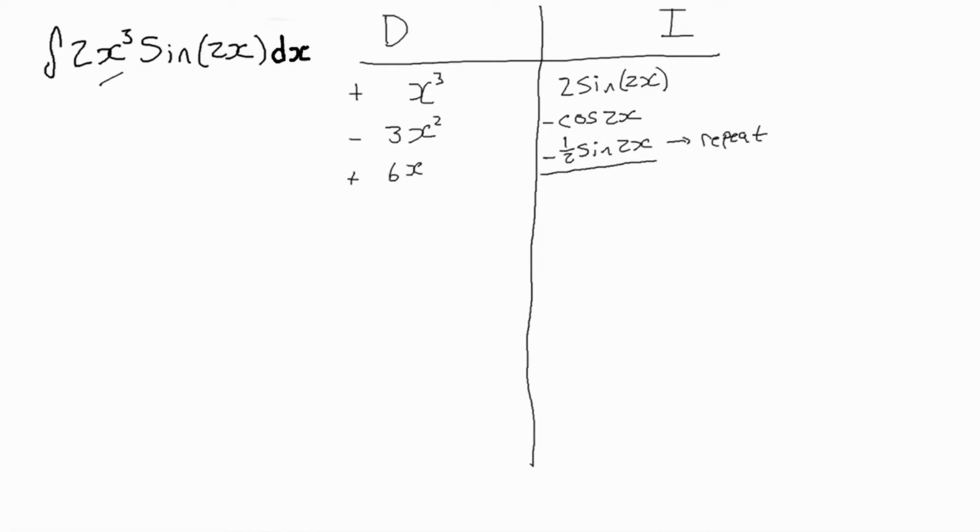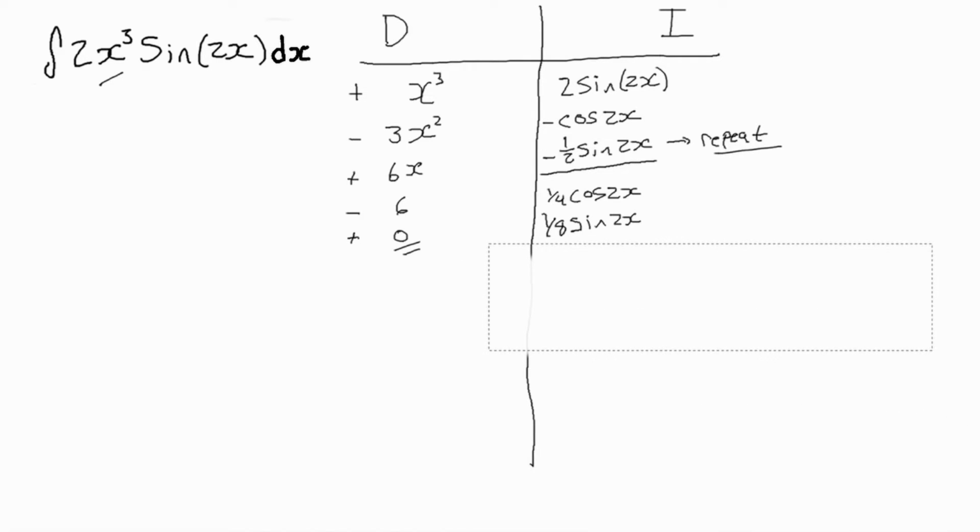So on the next line, we'll flip to negative, derive to get 6, and integrate for 1/4 cosine of 2x. And again, plus, now 0, and 1/8 of sine of 2x. So now we've reached 0 here, and this side is repeating. So both sides have stopped, and we can find the final answer.